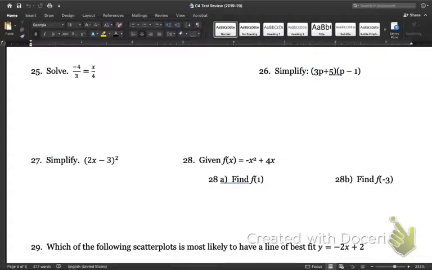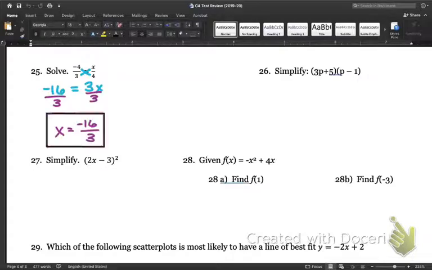Number 25 is a proportion, so we cross multiply. Negative 4 times 4 is negative 16, and 3 times x is 3x. One-step equation, get x alone by dividing both sides by 3, and we have our answer. It is a fully reduced improper fraction.